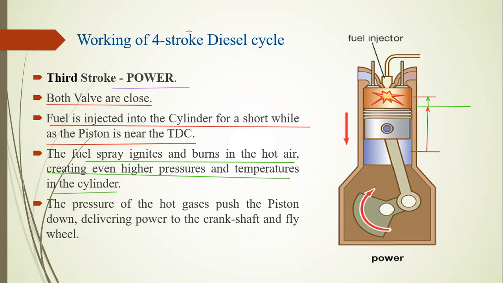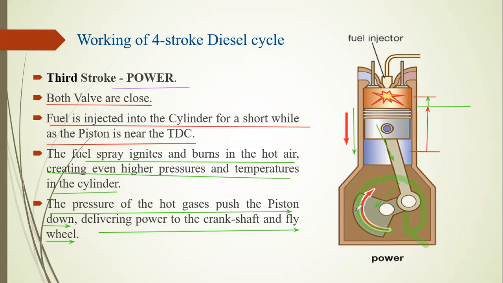Then the piston moves in the downward direction when the ignition has completely taken place inside the cylinder. The pressure of the hot gases pushes the piston downward, delivering power to the crankshaft and flywheel. When the force pushes the piston downward, the force goes from the piston to the connecting rod and from the connecting rod to the flywheel, and the flywheel moves in a circular motion, delivering power to the other strokes.